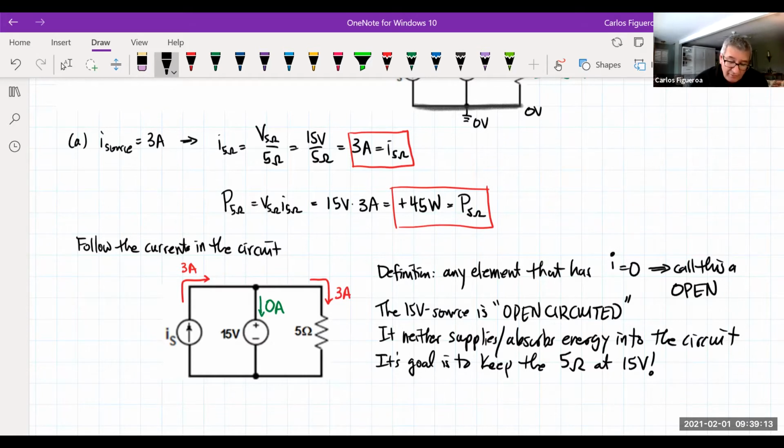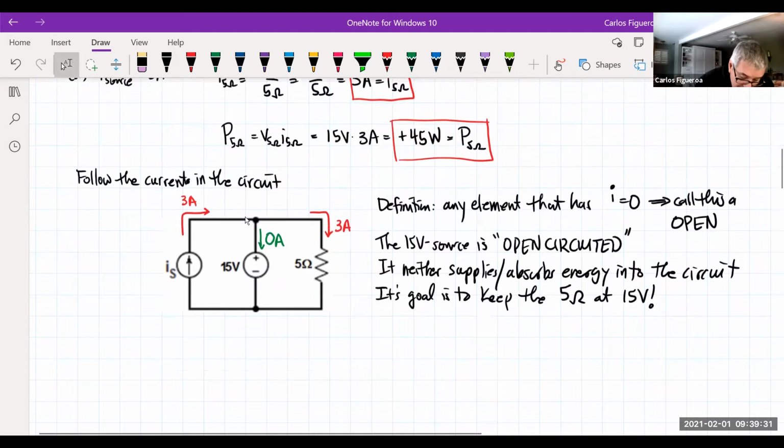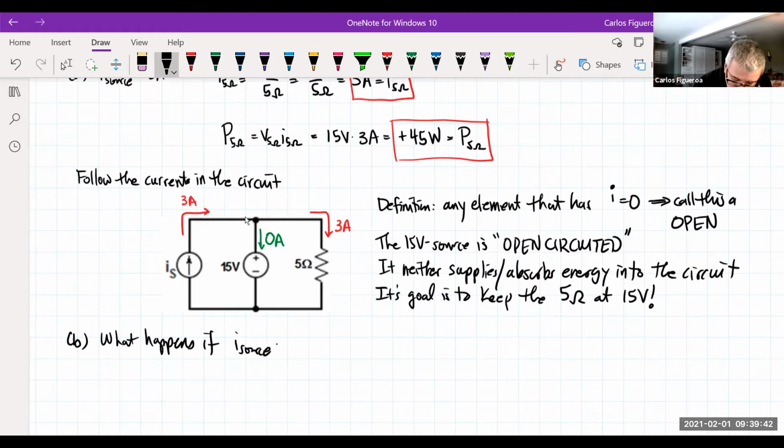So that's kind of out there when you think about it, right? You would think that just because I have a source, it has to be doing something in the circuit. Here, it does nothing. It has no power. So then the next question says, what happens if the source current is now changed to 5 amps?